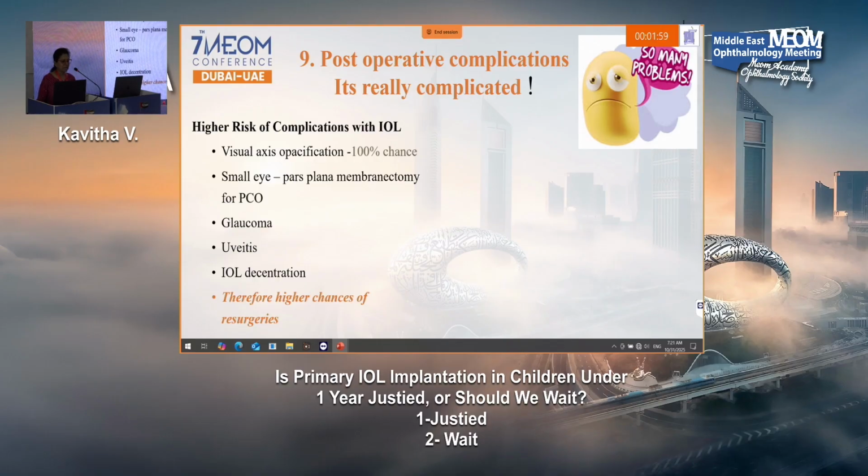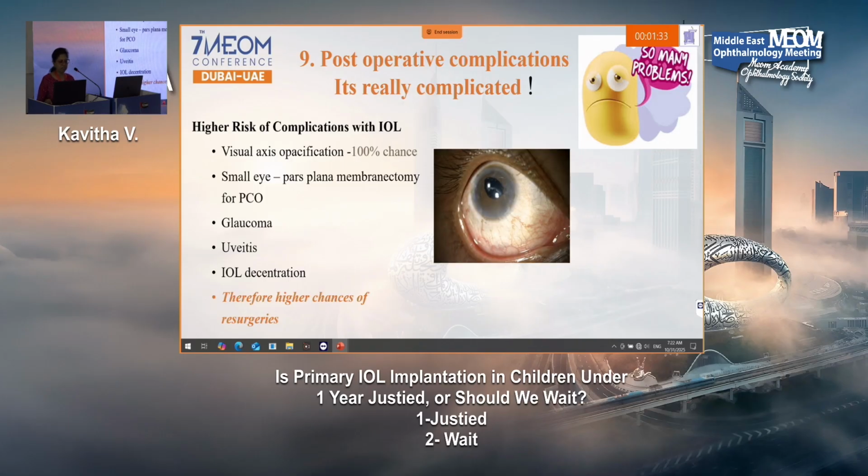Coming to the ninth commandment, post-operative complications. It's really complicated. There is a high risk of complications, with various literature coming up with one important factor, visual axis opacification, as a major complication in the IOL group. So we need to take this child for another surgery. Of course, the other complications are glaucoma, uveitis and IOL decentration, which means there is a higher chance of resurgery.